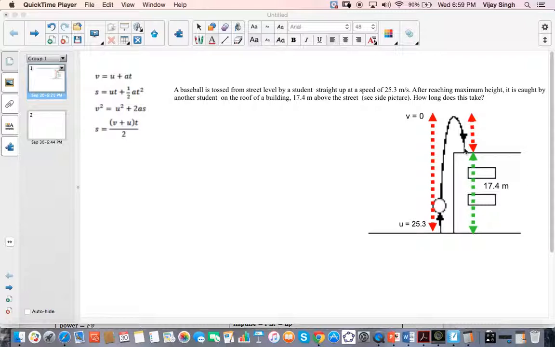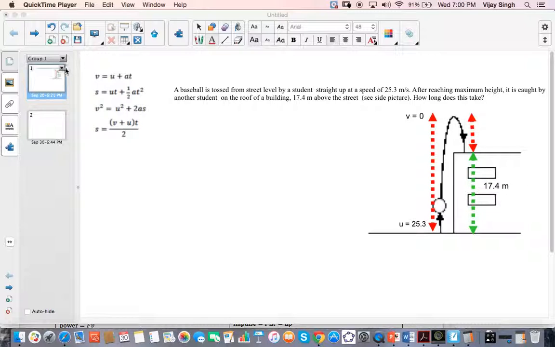So we need to break this question into two steps. First, we need to find the maximum height the ball attains, from this point till this point. We know that as the ball goes up and reaches the highest point, its velocity becomes zero. So we will use one of the kinematic equations. What are the things we have?